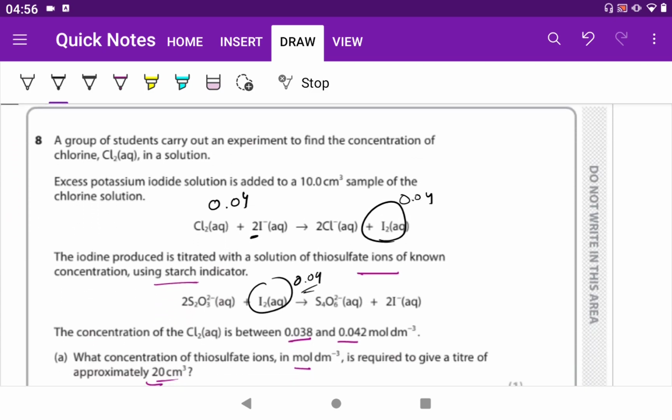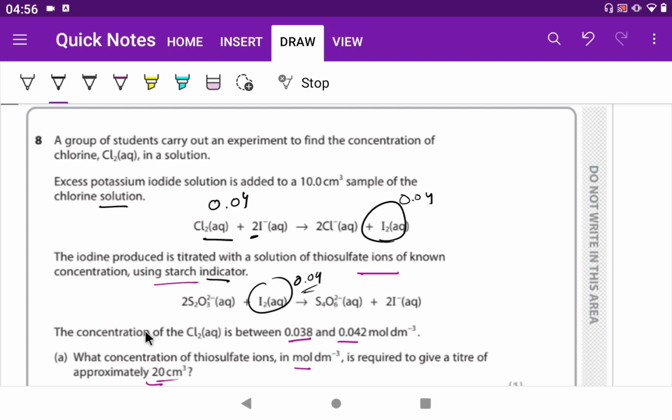Now question 8. A group of students carry out an experiment to find the concentration of chlorine, Cl2 aqueous, in a solution. Aqueous potassium iodide solution is added to a 10 cm³ sample of chlorine solution. The iodine produced is titrated with a solution of thiosulfate ions of known concentration using starch indicator.